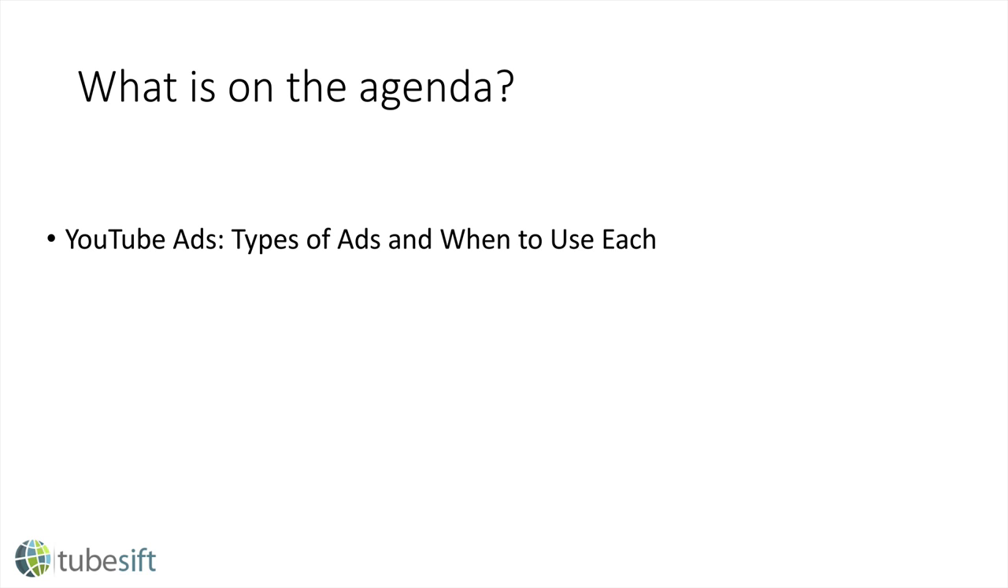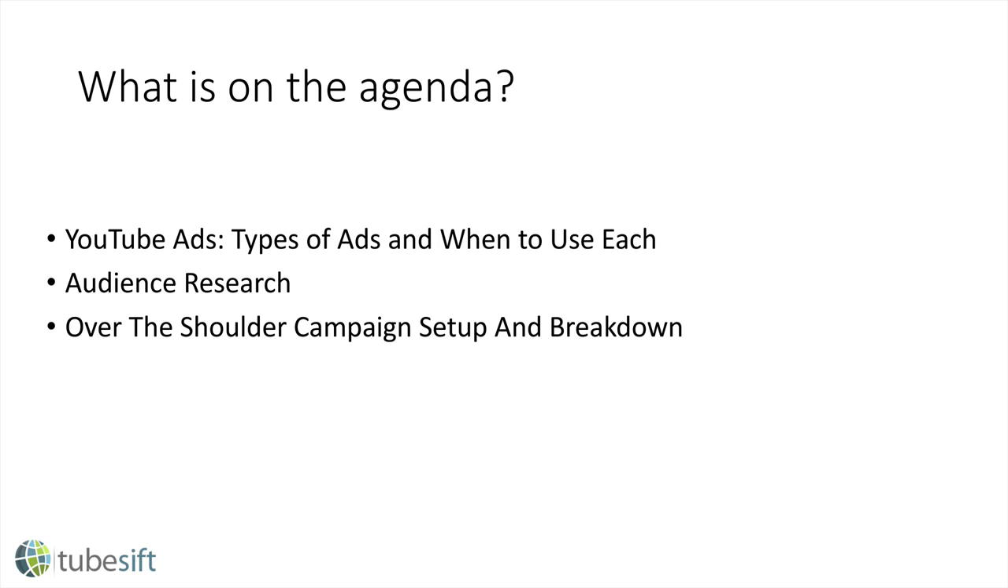Well, I want to start off by breaking down the types of YouTube ads and when exactly to use each one. Now, we're going to be breaking down two types of ads, and then right after that, I'm going to be breaking down my exact ad setup process and give you a full over-the-shoulder campaign setup. We're also going to break down some audience research and break down exactly how to figure out how to target your audience, and I'll show you some pretty cool tools to do that as well. And like I said, we'll break down an over-the-shoulder campaign setup in real time as well.